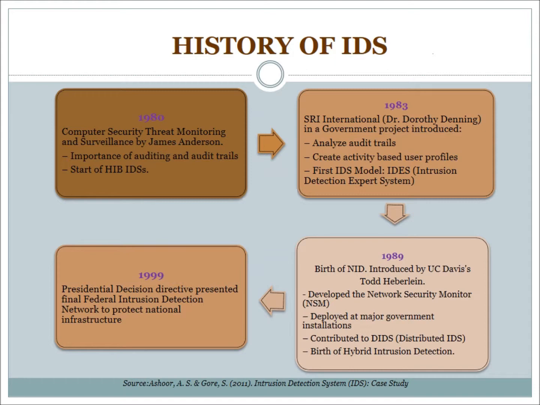History of IDS. In 1980, Computer Security Threat Monitoring and Surveillance by James Anderson. In 1983, SRI International by Dr. Dorothy Denning in a government project were introduced. In 1989, the word of an IDS was introduced by UC Davis Todd Heberlein. And in 1999, Presidential Decision Directives presented a pioneer Federal Intrusion Detection Network to protect national infrastructure.